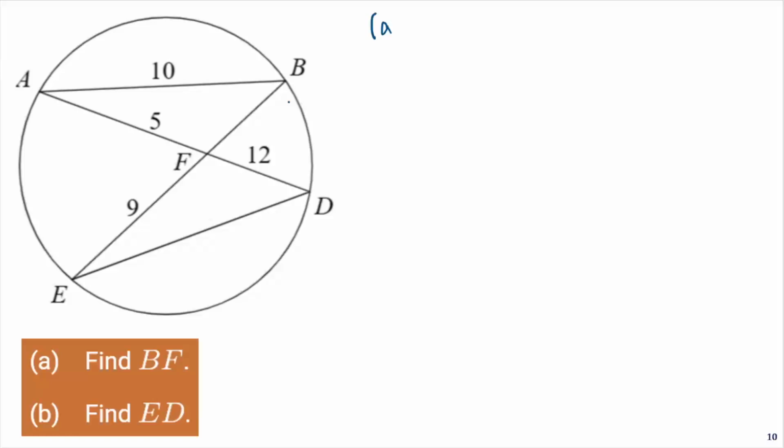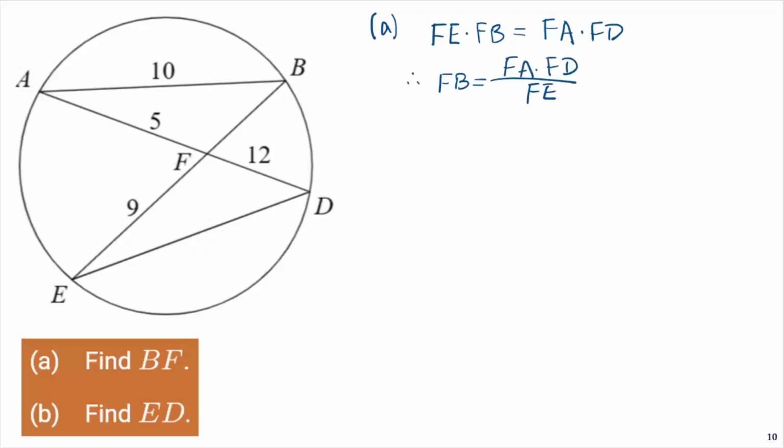Okay, first question A, we can find BF with power of a point. FE times FB equals FA times FD, right? And therefore we have FB equals FA times FD over FE. And this gives us 20 over 3.